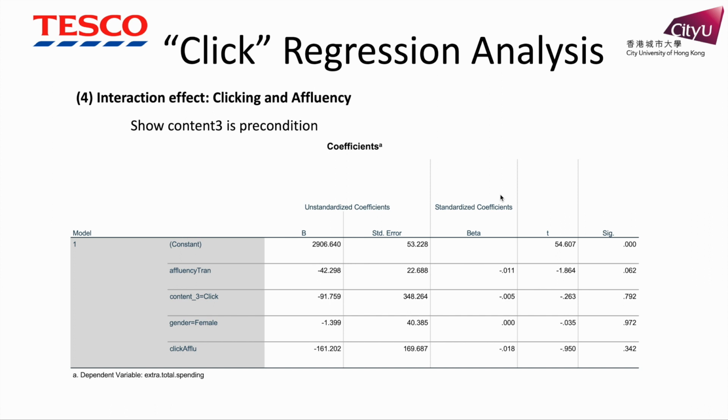In the previous table, we find that affluency and clicking content card 3 have a significant effect on Extra total spending. So we generate a new interaction term between these two variables. As this table shows, we can easily find that the interaction term is not significant, as its p-value is greater than 0.05. Thus, we eliminate this variable from the regression analysis.